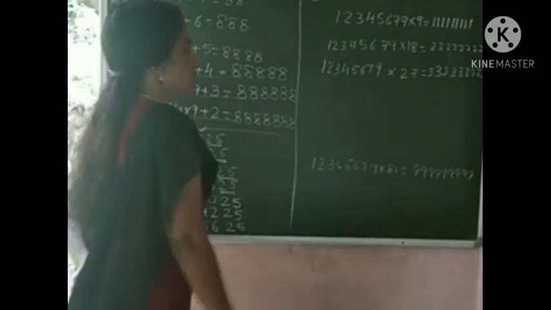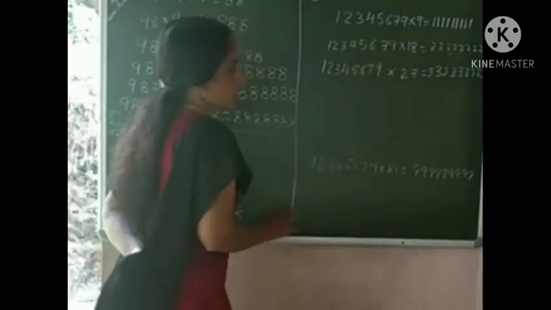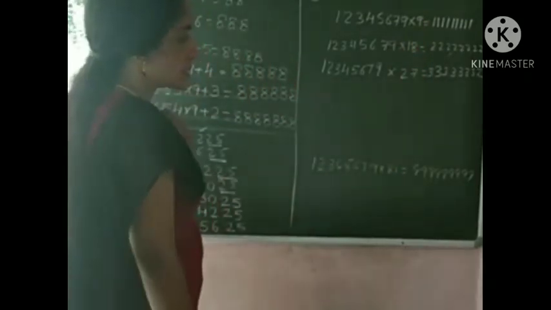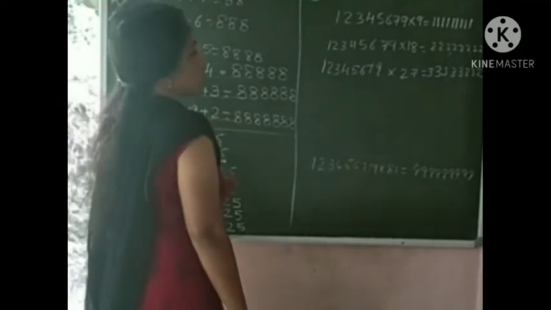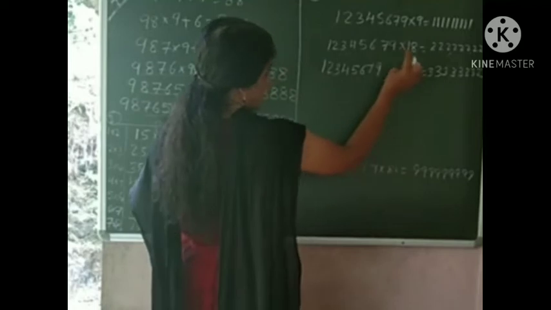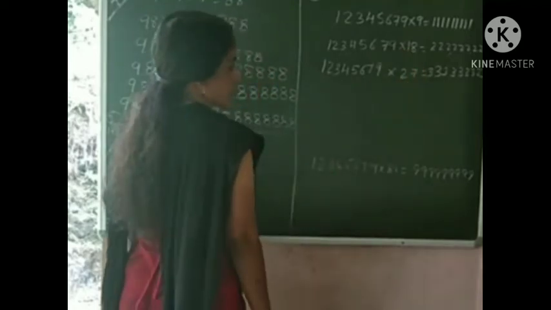Therefore, where is the change? The first number has no change. And what is here? 9, 18, 27. Can you say what table this is? Yes, that is the table of 9. 9 1s are 9, 9 2s are 18, 9 3s are 27.